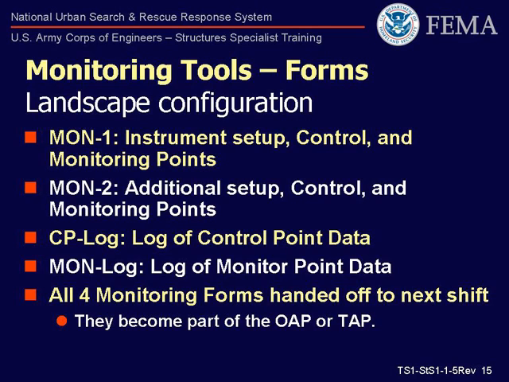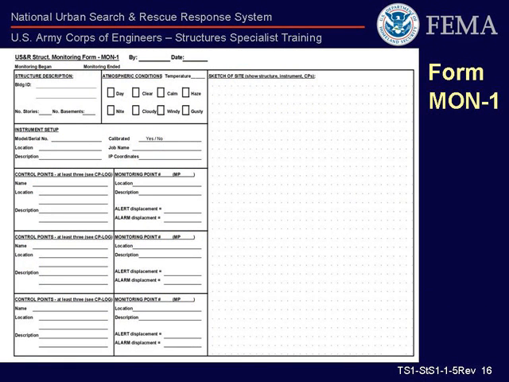MON 1, MON 2, CP log, and MON log were developed for use with the total station and can also be used with a theodolite. MON 1 and MON log should be used with the other monitoring tools such as electronic and laser levels, crack gauges, and plumb bobs. The MON 1 form includes data boxes to record instrument information such as serial number and condition. It also includes boxes to record control and monitor point data, as well as space to create a general sketch of the site to be monitored.